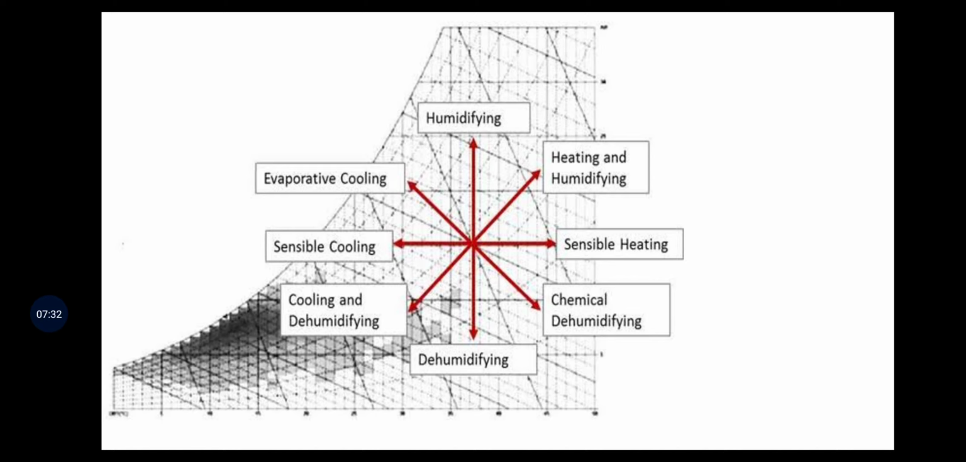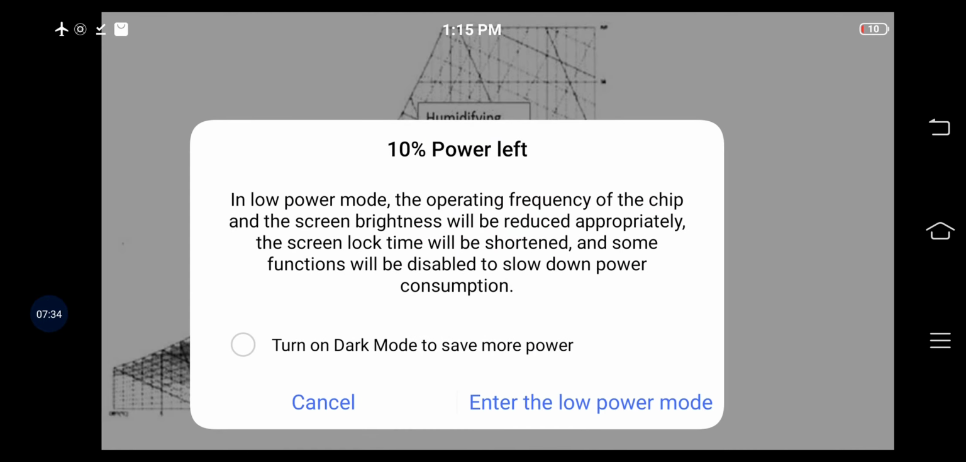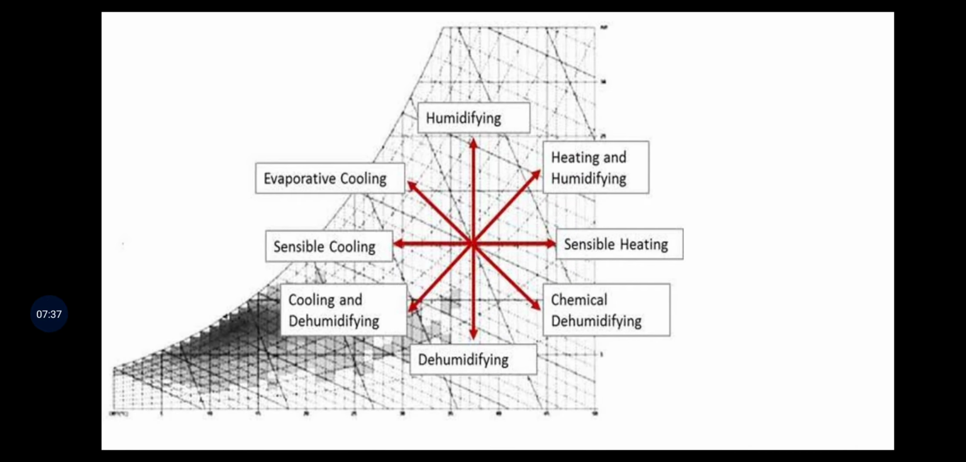Similarly, on the downwards left, we could see cooling and dehumidification. That means the air is first cooled and then dehumidified. Similarly, on the right hand side, we could see chemical dehumidifying. That is known as the sensible heating with dehumidification. That means the air is first heated and then dehumidified. So in this way, you could represent any psychrometric process. So these are the 8 psychrometric processes that could be represented on a psychrometric chart.